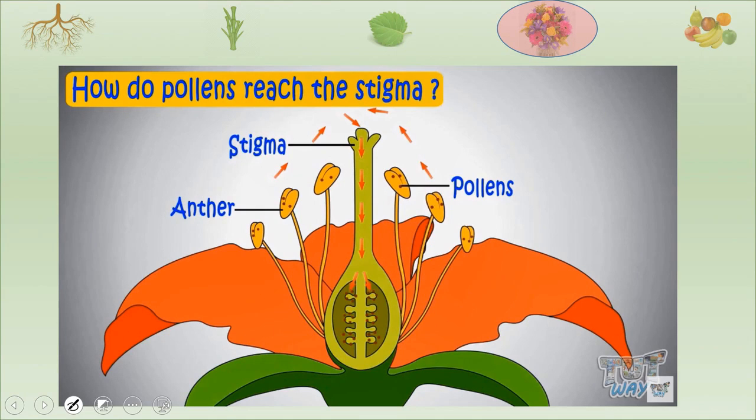Okay, now let's see how pollination occurs or how pollen reaches the stigma. Before that, again I will tell what you mean by pollination. Pollination is a process by which pollen is transferred from the anther to the stigma. Okay, you can see this arrow. These are being carried to the stigma. And this process is called pollination. Let us see how the pollen reaches the stigma.